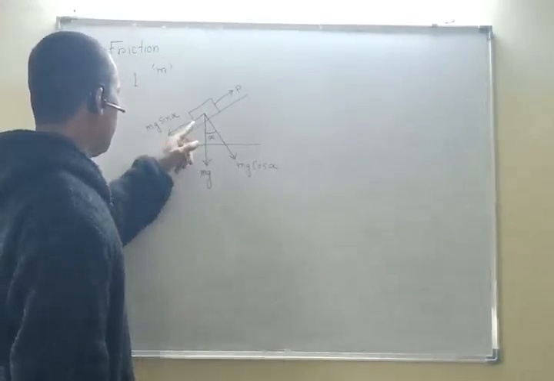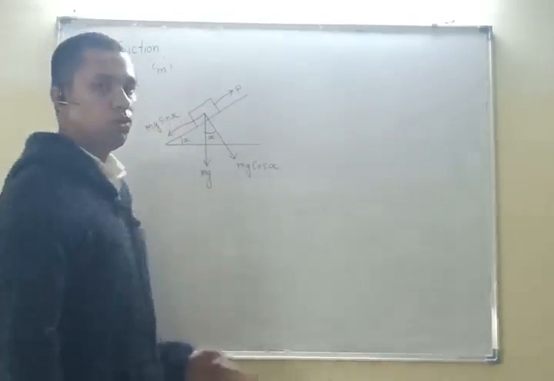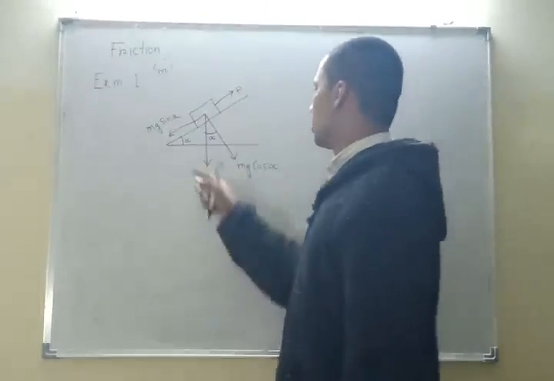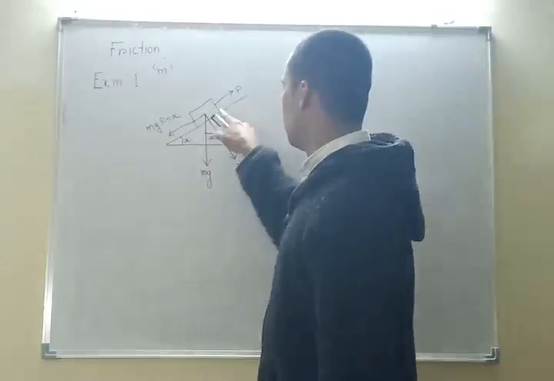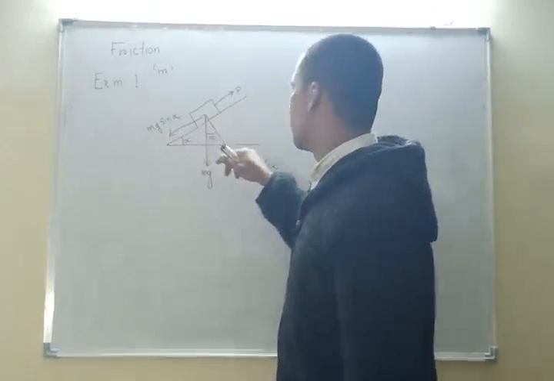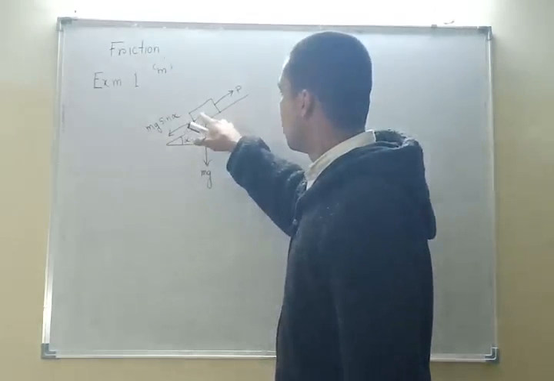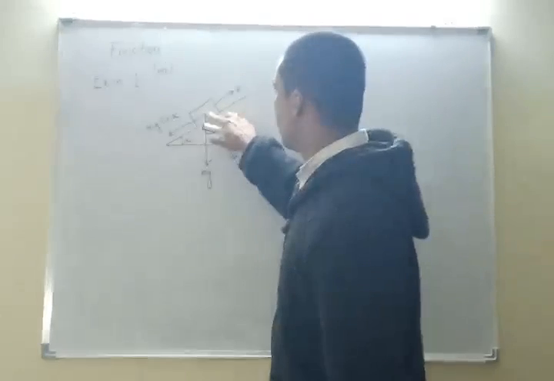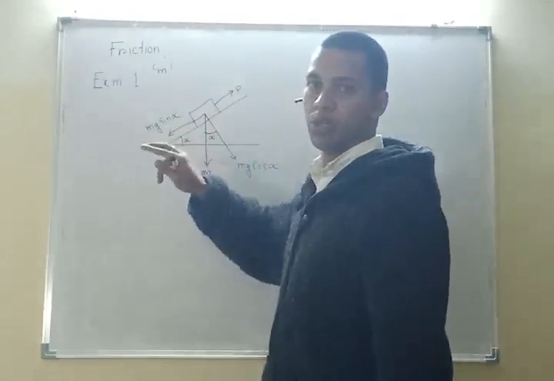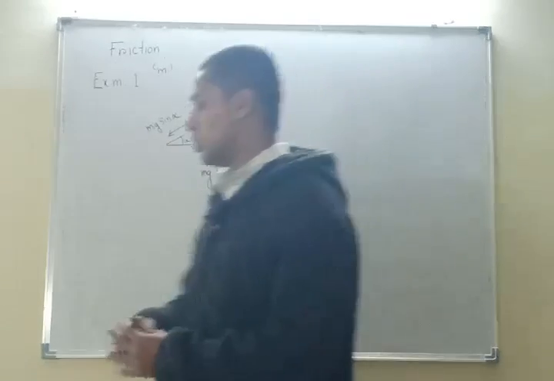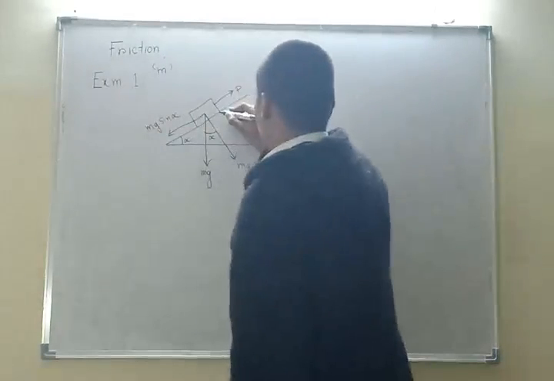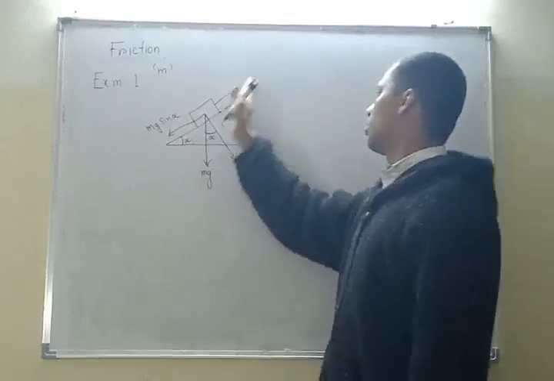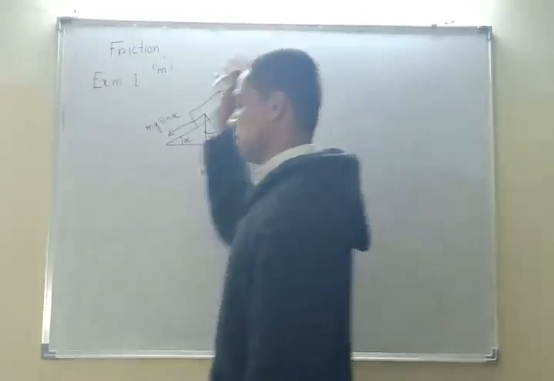Now, if it is sliding in this direction, then in which direction will the frictional force be generated? That is the most important thing. Frictional force will be generated in this direction or in this direction. Now, in the question, he has said that the body is trying to slip in this direction. So frictional force will try to resist the movement of the body, so it will act in the opposite direction. Because the body is moving downward, frictional force will be acting upward in this direction.